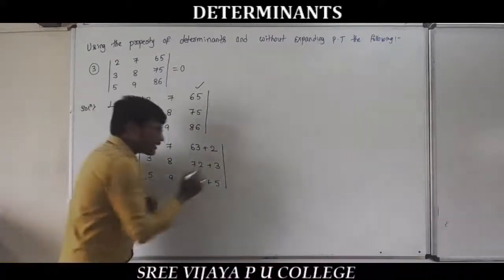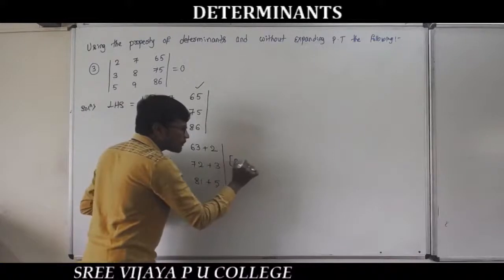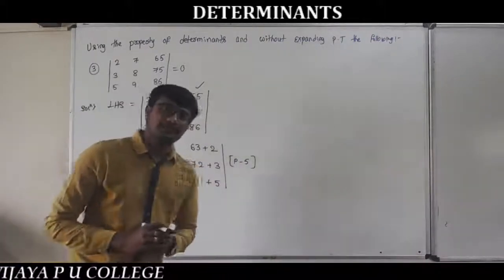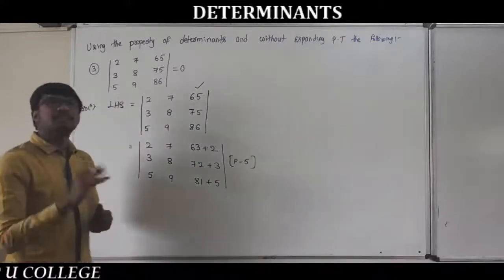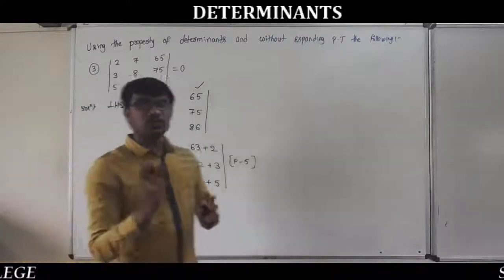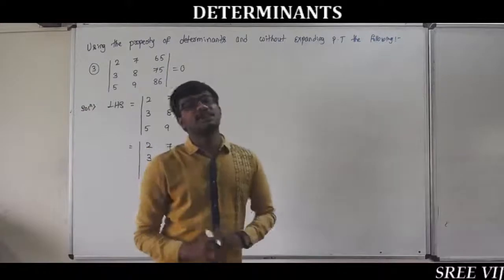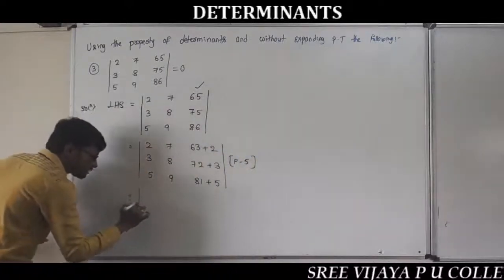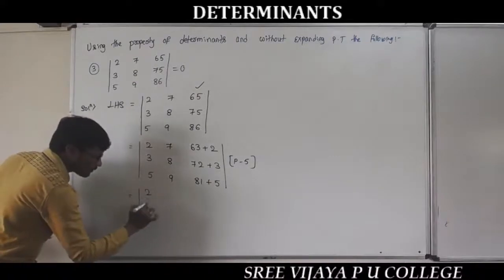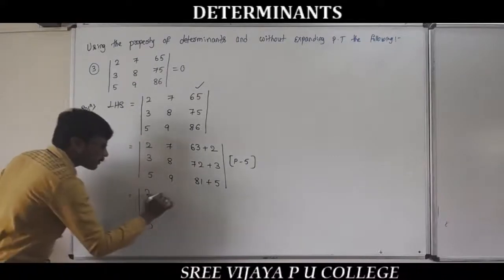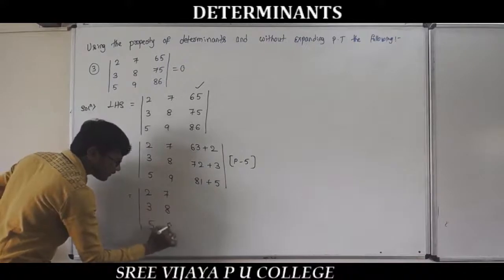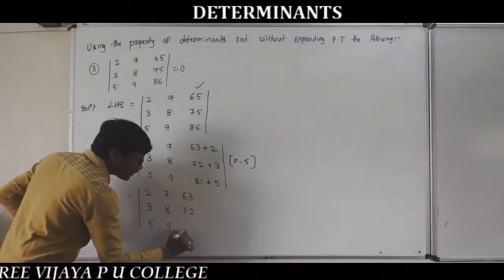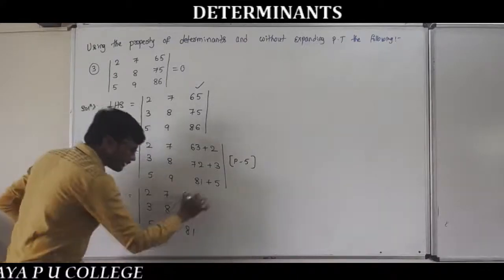Now what can we apply? We can apply property number 5 here. What is property number 5? In a given determinant, if a row or column can be expressed as a sum of 2 or more terms, then the given determinant can be split into 2 or more determinants. So split this determinant. Column 1 is 2, 3, 5, column 2 is 7, 8, 9, column 3 is 63, 72, 81.